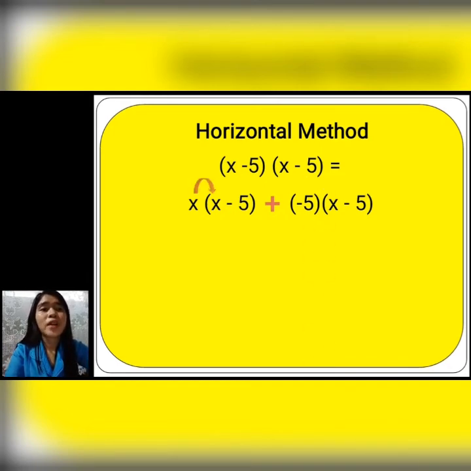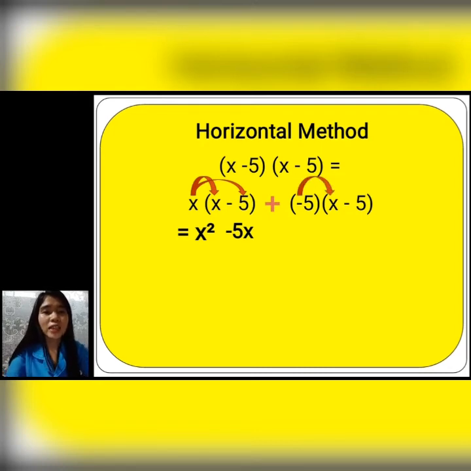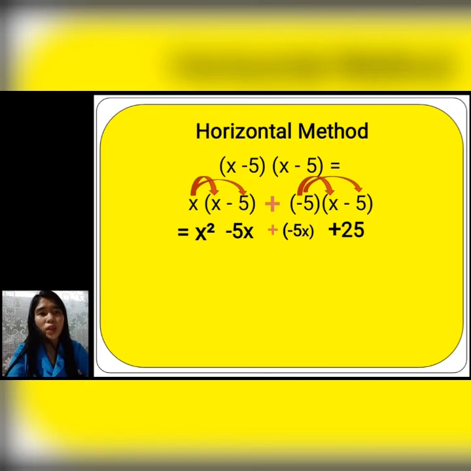So now, we are going to use the distributive method again. So x times x is equal to x squared. And next is x times negative 5, which will give us negative 5x. Next, we will multiply the negative 5 to x. Then we got negative 5x. Just copy the plus sign there. Then next, we have negative 5 multiplied by negative 5, which will give us positive 25.